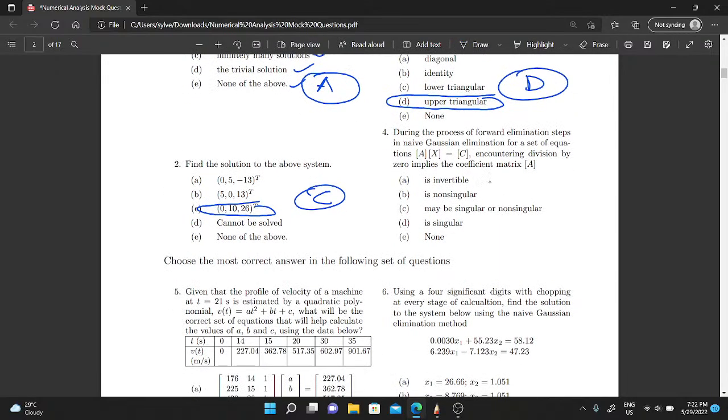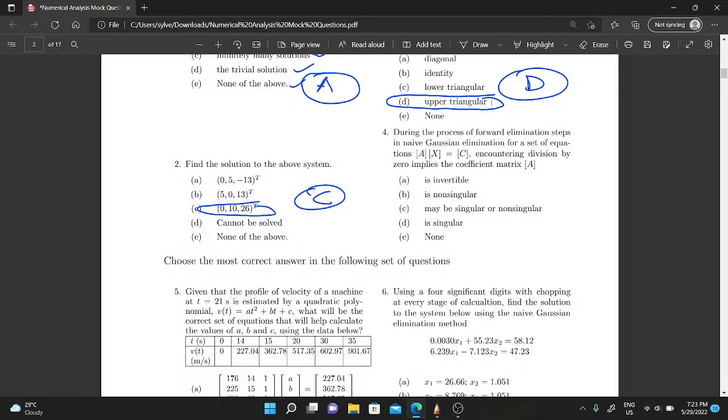So yes, it's very important to keep the statements and the conditions in your mind. You understand? Questions really come from there. So it's not only the solving. During the process of forward elimination steps in naive Gaussian elimination for a set of equations, Ax is equal to C, so that means that they are matrices, encountering division by zero implies that the coefficient matrix A.